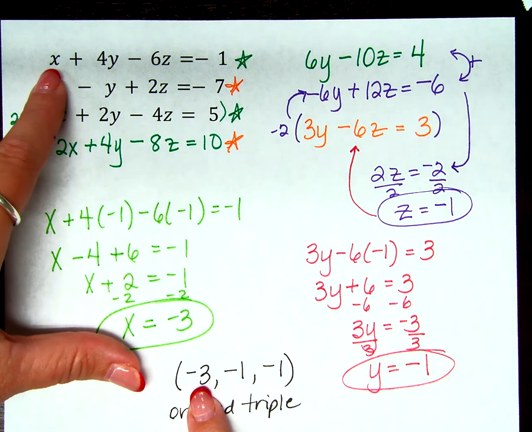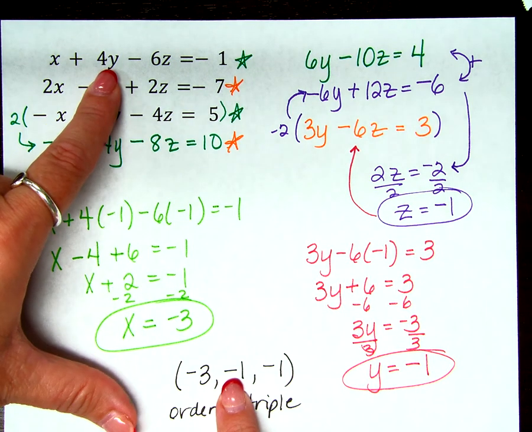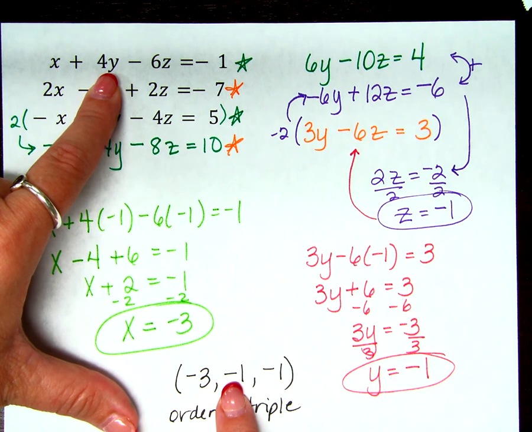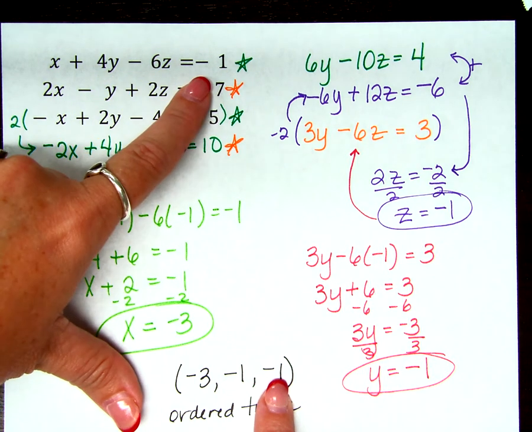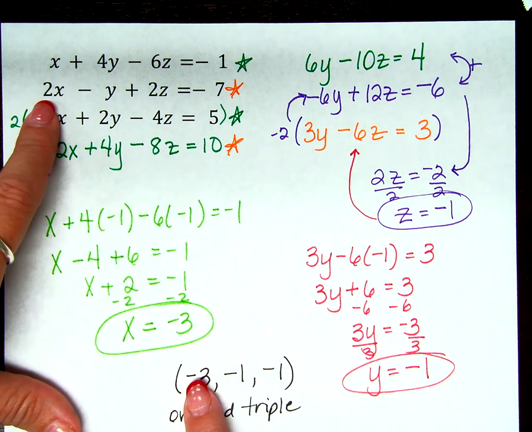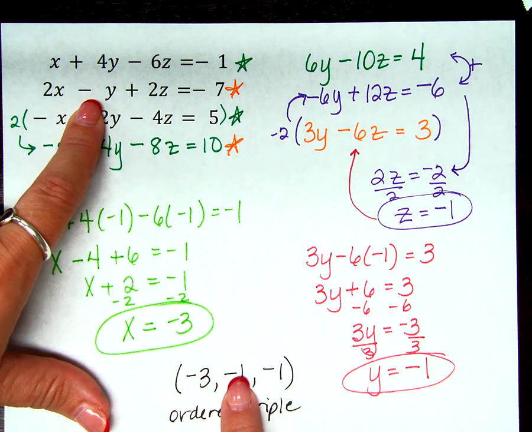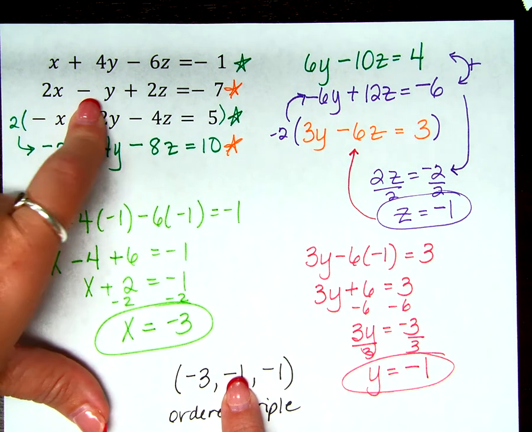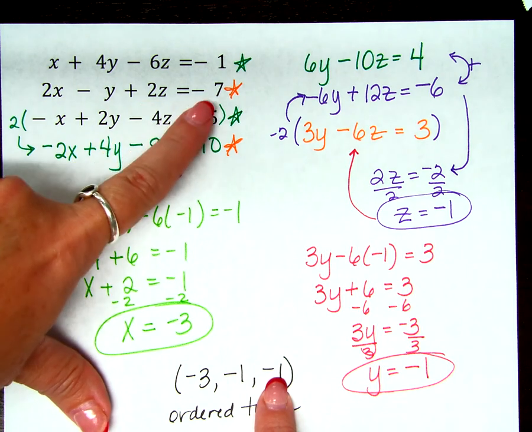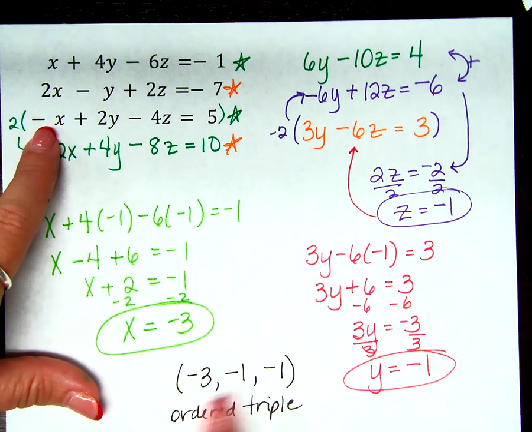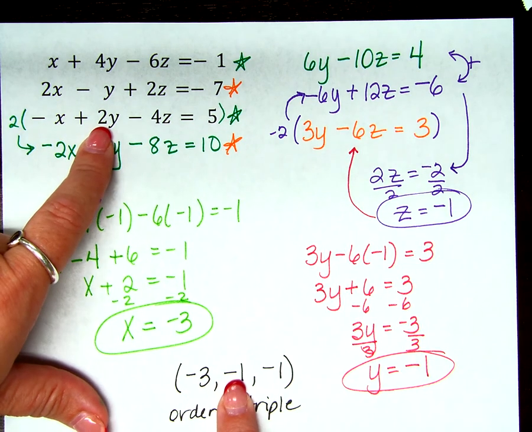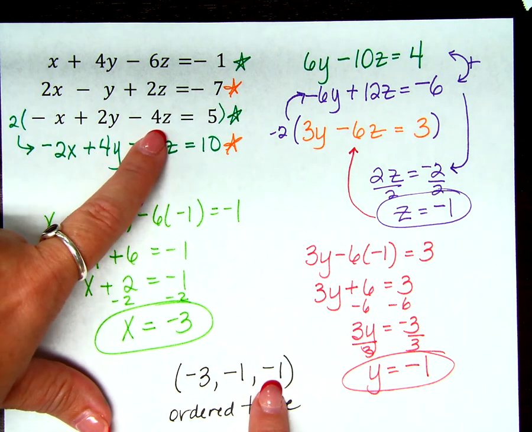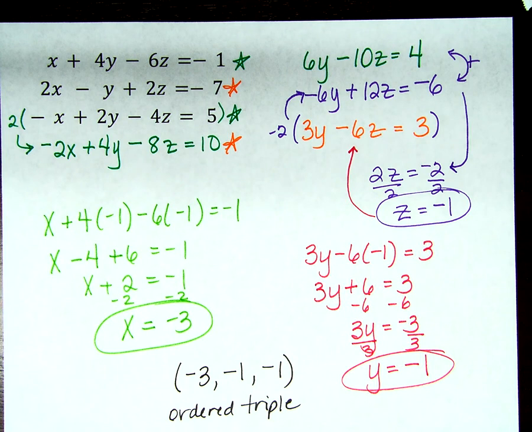Check. Okay, negative 3 minus 4. Negative 7 plus 6. Does that work? Okay, negative 6 plus 1. Negative 5 minus 2. Does that work? Okay, positive 3 minus 2. 1 plus 4. 5. Good?